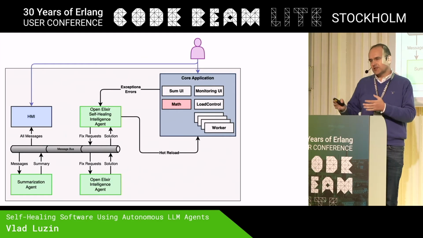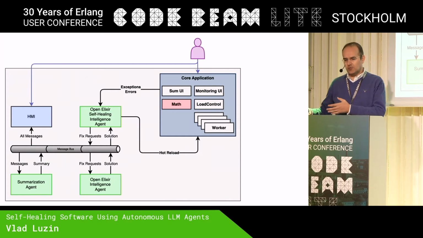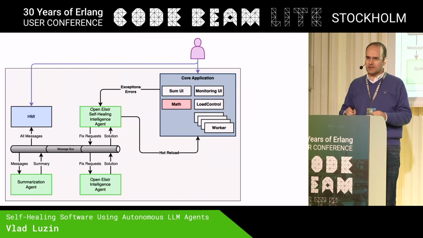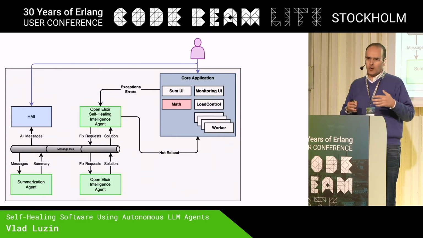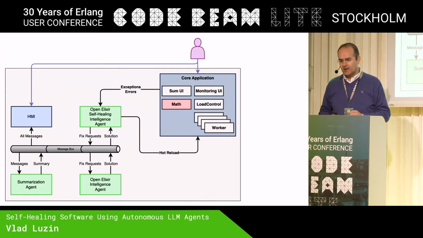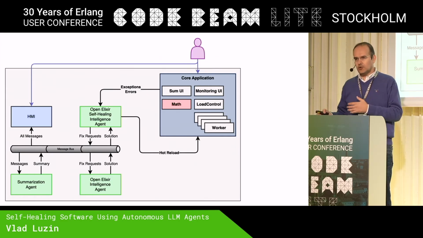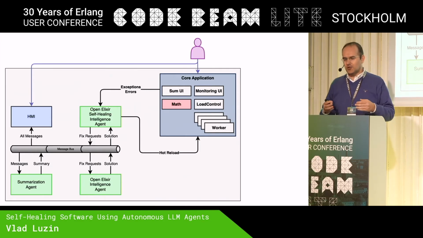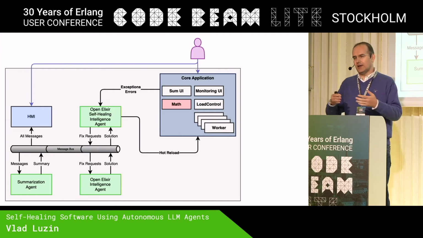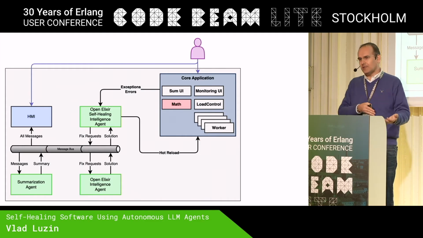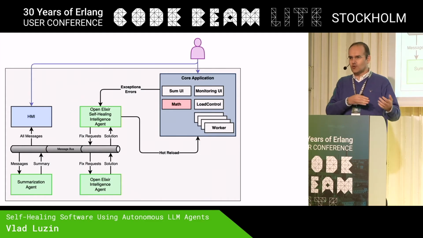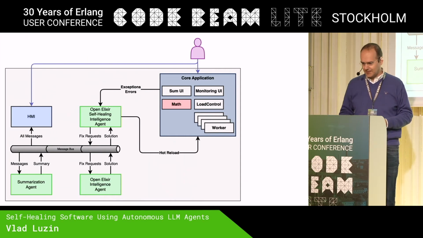And our core application is basically the application that Sasha wrote. It has the UI where you can enter the integer and it will calculate the sum. It has a math module where all the errors are. This is why it's in red. And we also have a monitoring UI and a load control, so I can spin up 10,000 jobs and demonstrate to you that, just like Sasha fixed all the issues and the jobs were executing successfully, I can have an LLM agent that is going to do the same and utilize all the preemptive capabilities of the VM.